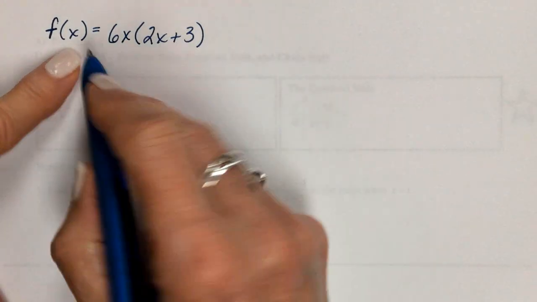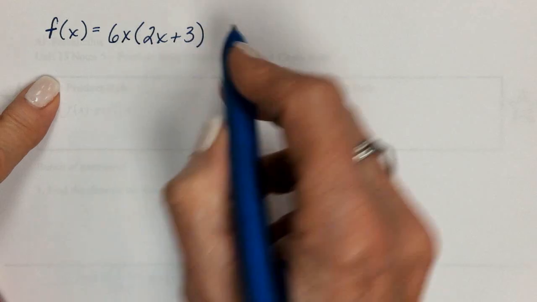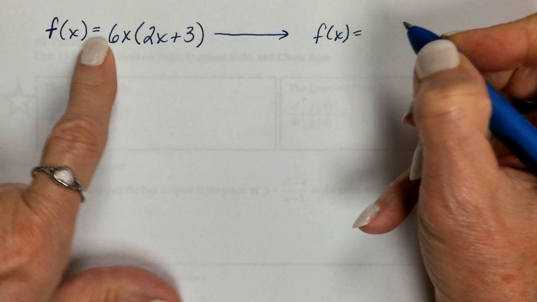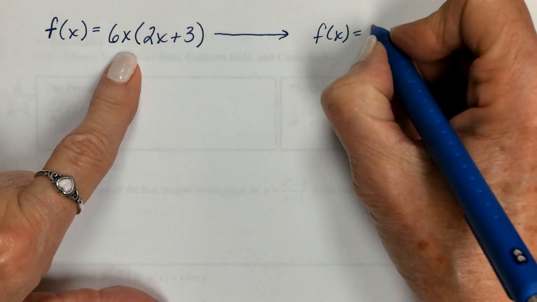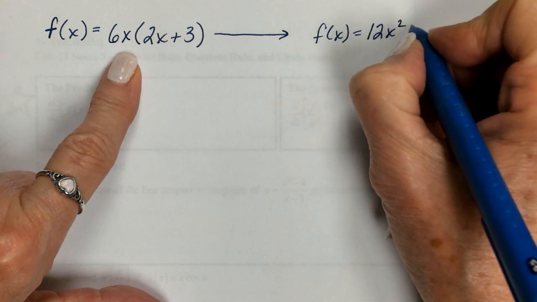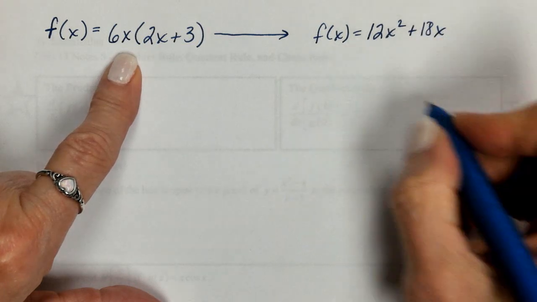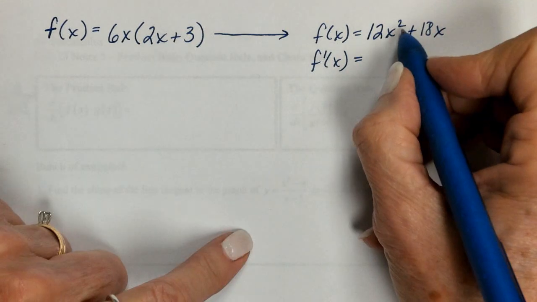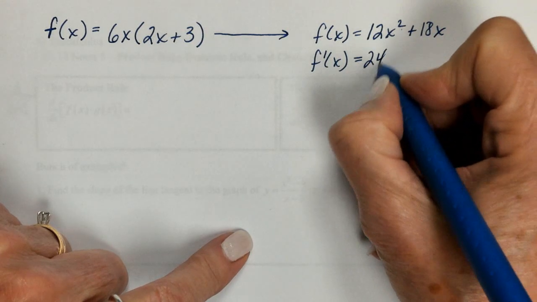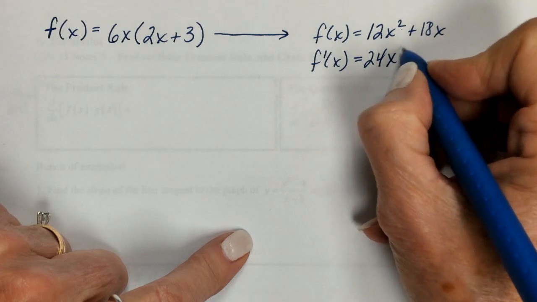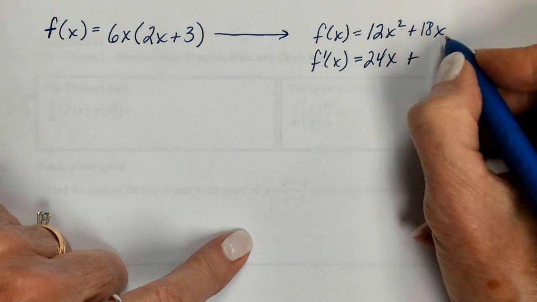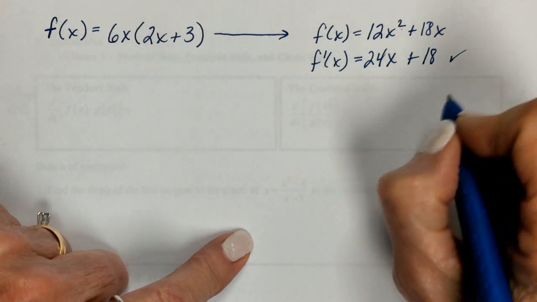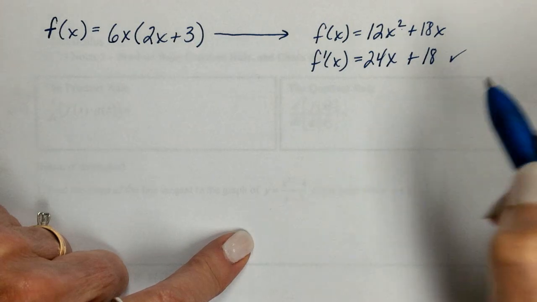So what I would do on this, if I was asked to find the derivative, I would begin by changing that. I would distribute the 6x through, change it to a polynomial, and from there I would use the power rule. So 2 times 12 is 24. Keep your x, reduce the power by 1, plus the derivative of 18x is just 18, and I'd be done. So that is the derivative of f, and I know that that is true.